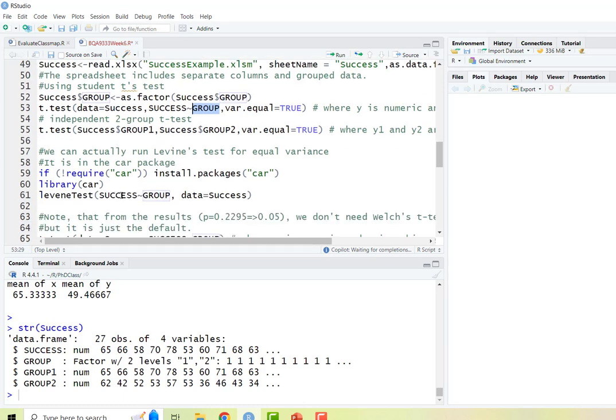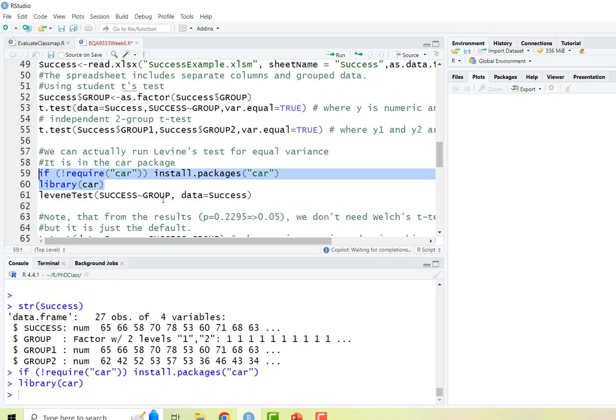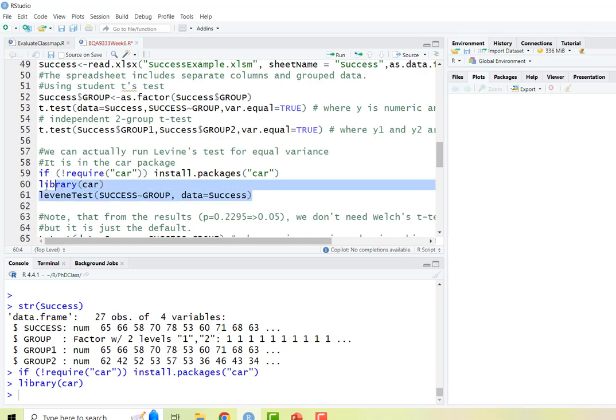Okay, so we are going to run Levene's test. And for this, we require the car library. Levene's test is going to work on success by group, and we pass the data success.